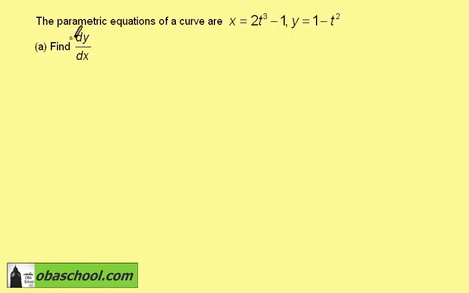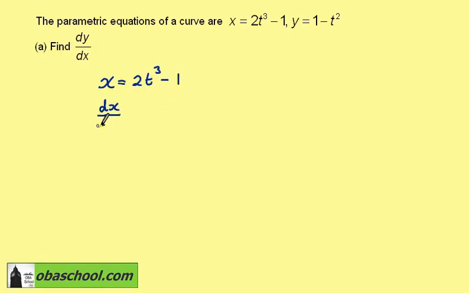The parametric equations of a curve are x equals 2t cubed minus 1 and y equals 1 minus t squared. We want to find dy/dx. To do this, we apply the chain rule. We start with x equals 2t cubed minus 1.